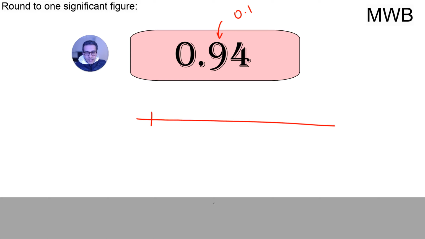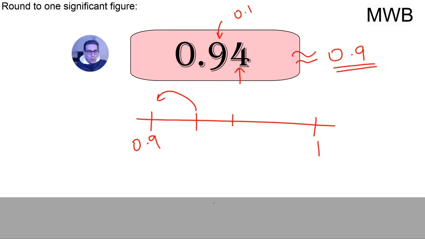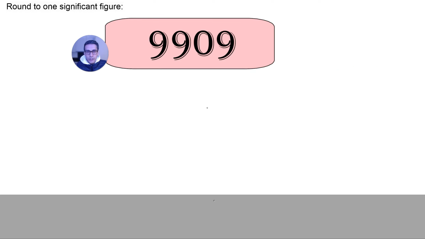So on a quick sketch, we know that 0.9 and 1 are going to be the two ends on each side. And 0.95 will be in the middle. So 0.94, the decider is telling you we don't need to round up because it's 4 or below. So in this case, it's going to round down to 0.9 if it's one significant figure. Okay, next example, have a go.